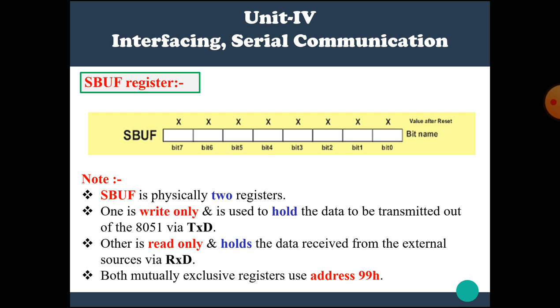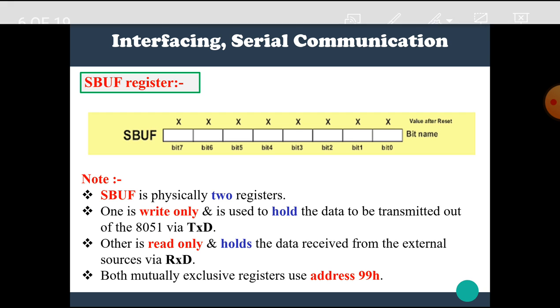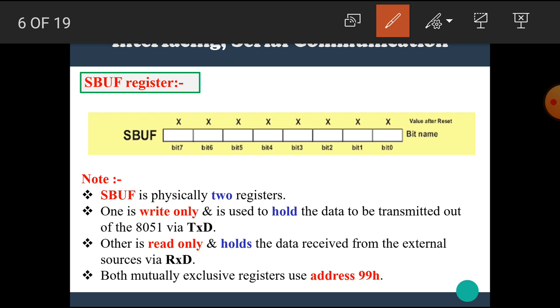I hope you all understand the basic function of the SBUF register. Let's see once again. The SBUF register is used to hold the data for transmitting, and similarly whatever data is received is stored in the SBUF register. This is the general structure of the SBUF register. It is 8-bit. The important note here is that SBUF is physically two registers. One is write only and is used to hold the data to be transmitted out via TxD.